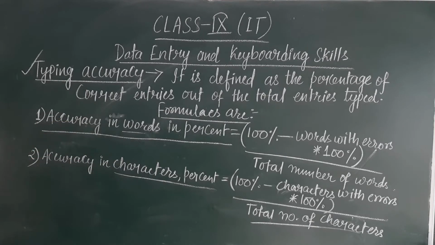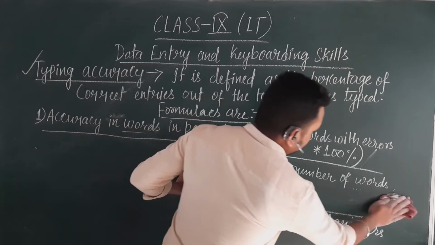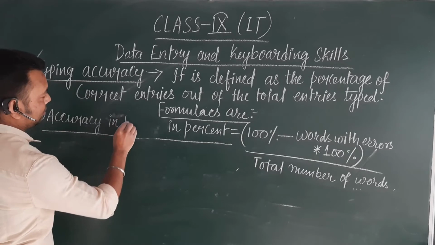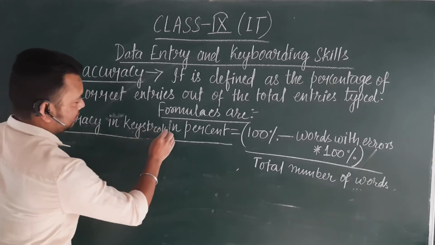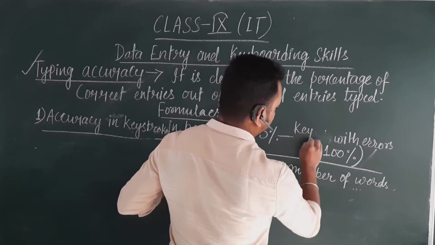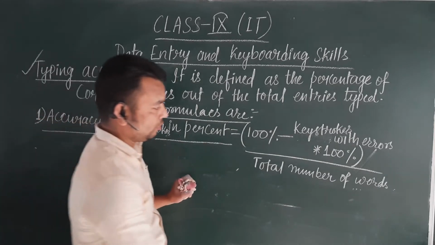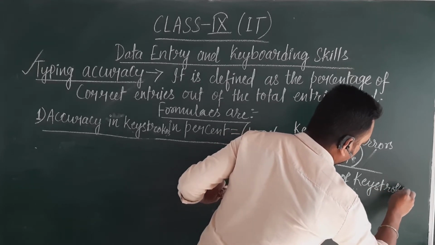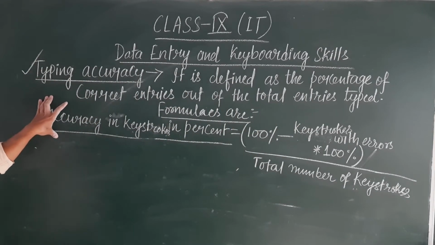Now let us come to keystrokes. The formula remains the same; I am simply changing the name. In place of words it will be keystrokes. Keystrokes in percent equals 100% minus keystrokes with errors into 100%, and then divided by the total number of keystrokes. So this is the overall concept of typing accuracy which we learned in yesterday's discussion.